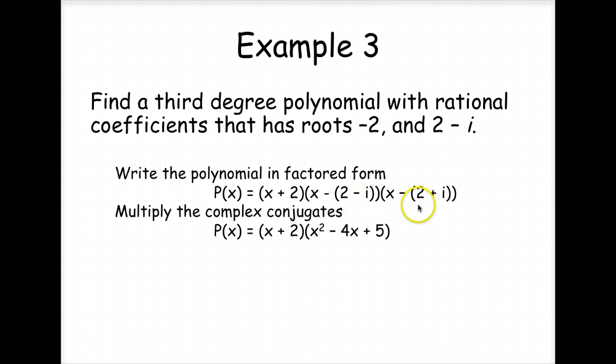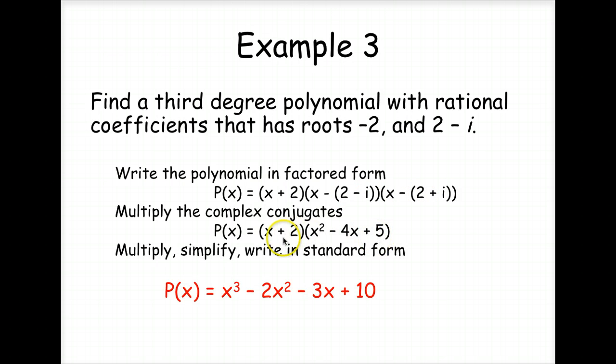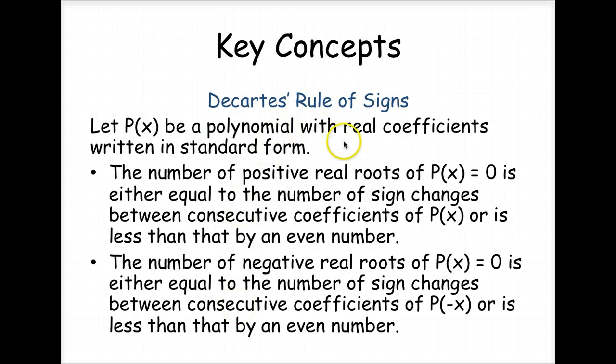Now we're going to multiply these complex conjugates to get x squared minus 4x plus 5. Then we also need to multiply this binomial by the trinomial, and we get our third degree polynomial, x cubed minus 2x squared minus 3x plus 10. Pretty simple, huh? So let's learn about Descartes' rule of signs.